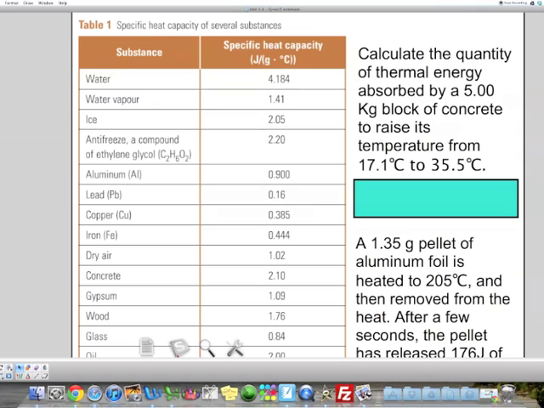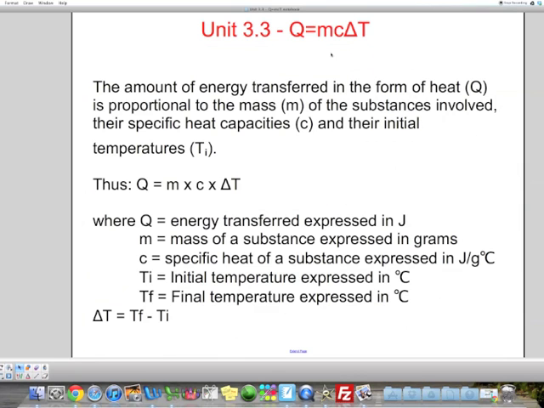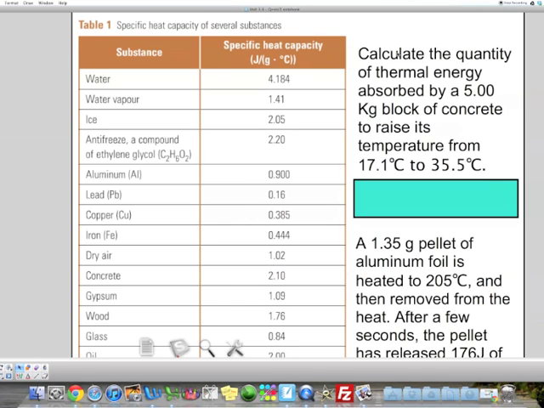So the last point, if we look at these specific heats, now we're going to see how we apply this. We're back basically to this equation, Q is equal to mc delta T. So if we look at the first question, calculate the quantity of thermal energy, this is Q, absorbed by a 5 kilogram block of concrete to raise its temperature from 17.1 to 35.5.